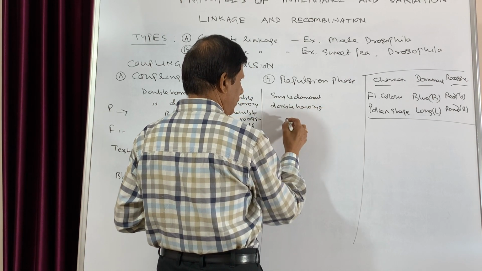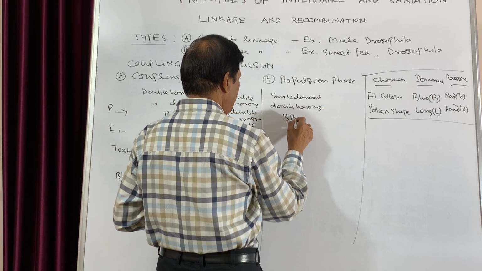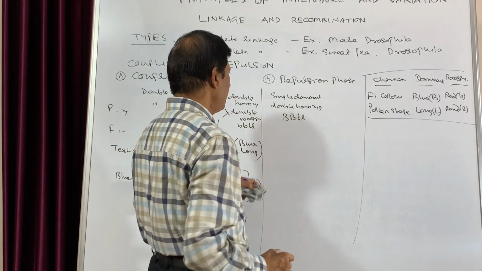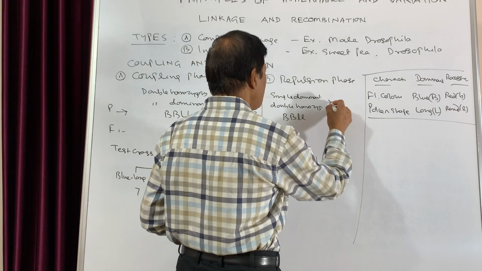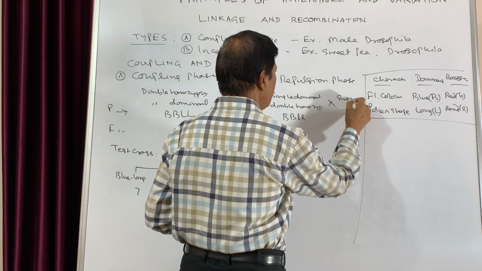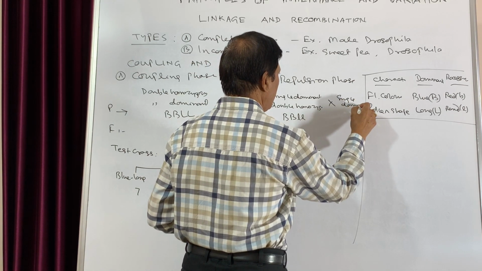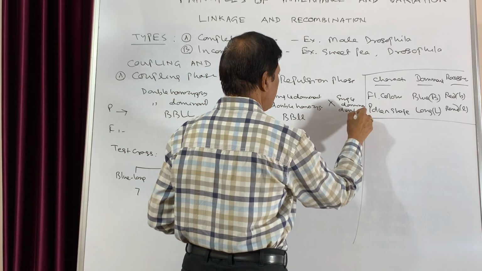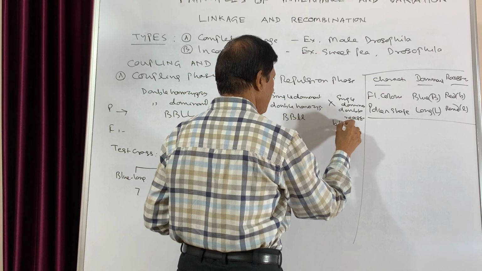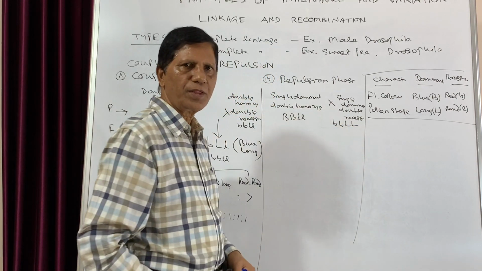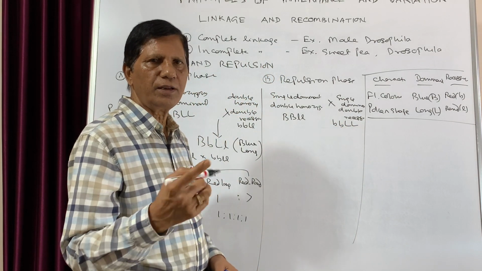So here I took capital B, small l. That means one is dominant, but both are homozygous. In this case also, single dominant and double recessive. And in this case, small b, capital L. That means one is dominant, the other is recessive.